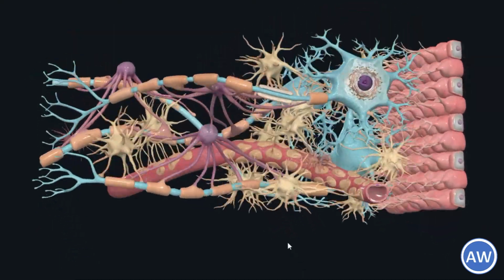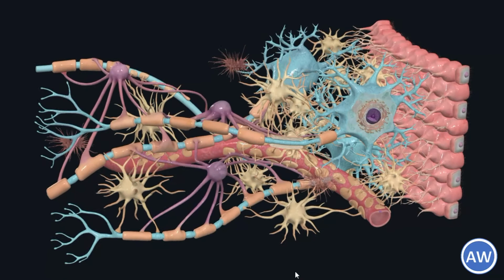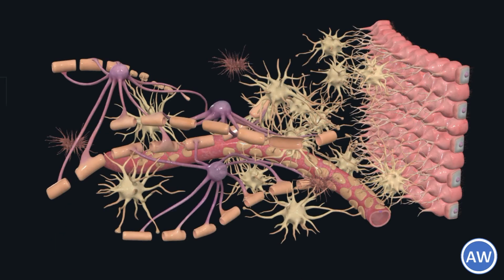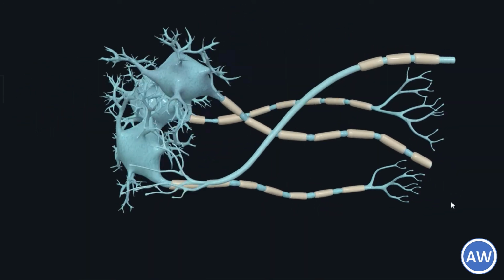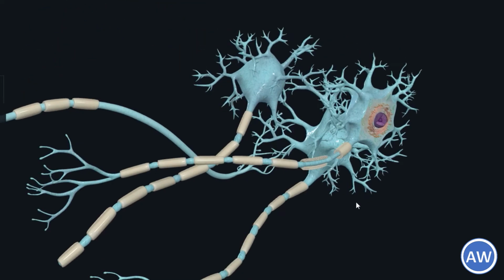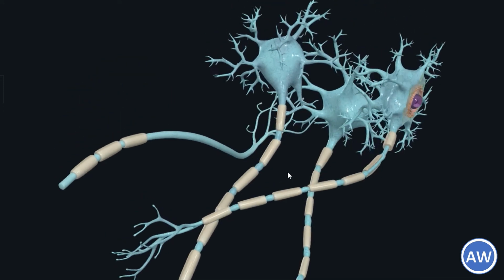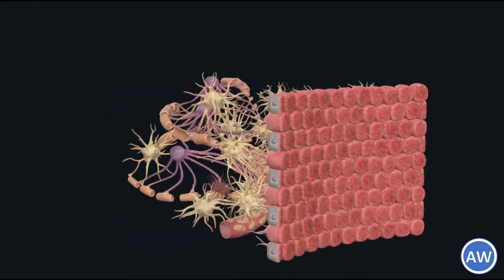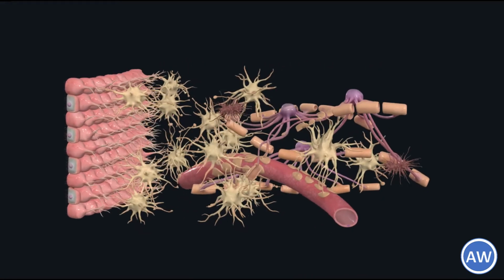This highly specialized and complex nervous system consists of two principal categories of cells: the neurons and the neuroglia. Neurons are the basic structural and functional units of the nervous system. They are excitable cells which are specialized for reception of stimulus and the conduction of nerve impulses. Neuroglia, or the glial cells, are supportive cells that support the neurons both structurally and functionally.